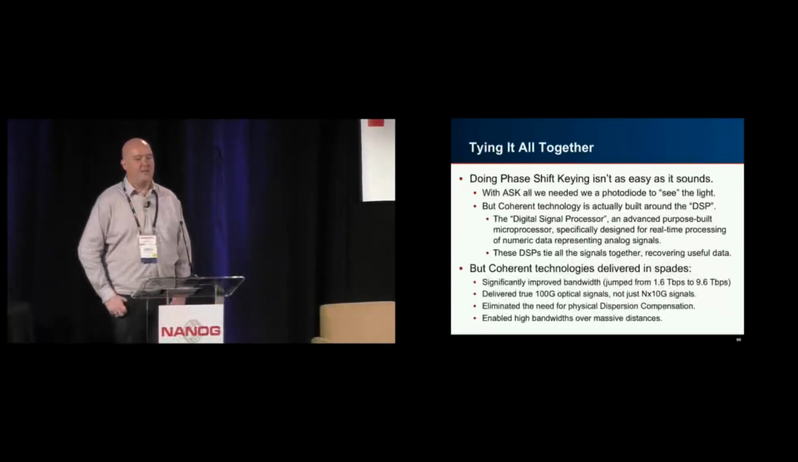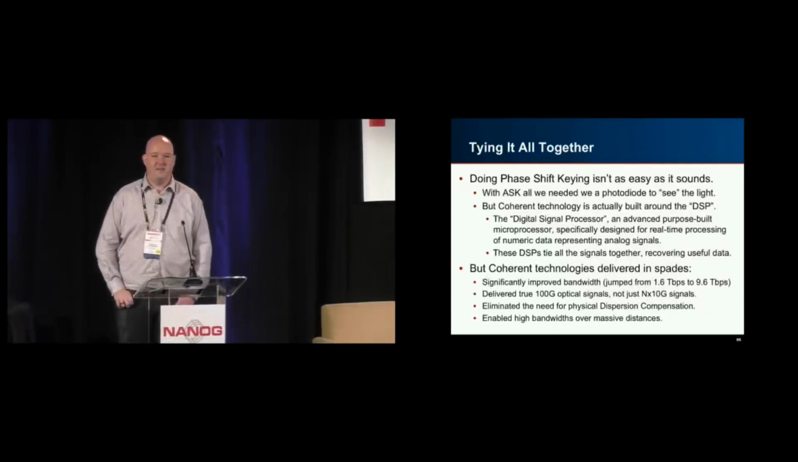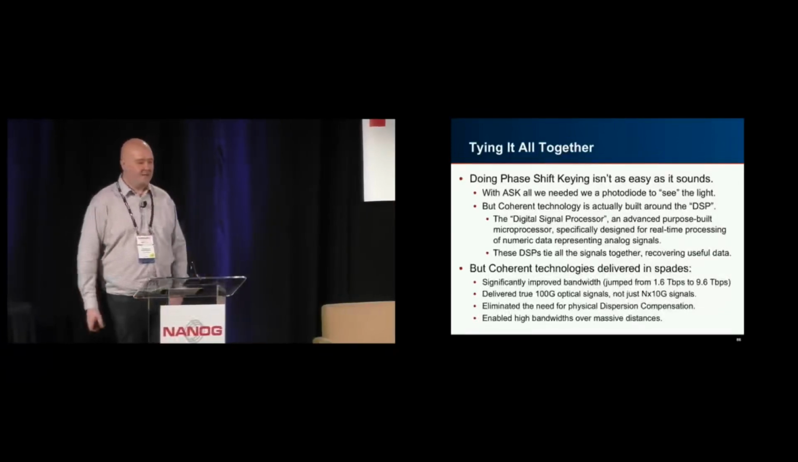So tying all this together, doing phase shift keying is not actually as easy as it sounds, because with amplitude keying, all you needed was a photodiode, right? All you needed was to see a bright or a dim, and you could make a decision of a 0 or 1.